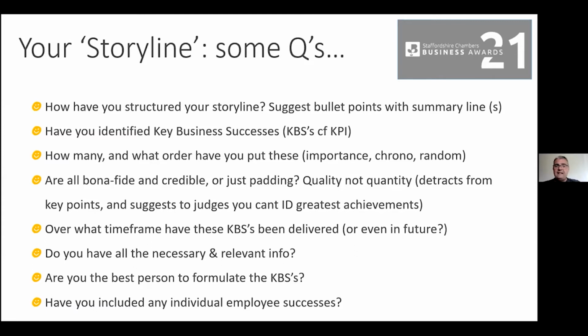How many of those are you putting in? And what order are we putting them in? Are we putting them chronologically? Are we randomly putting them in there? Are we putting them in order of importance, or in order of what you think the biggest achievement is? It's really important that we do that. And again, we'll have a look at some examples.